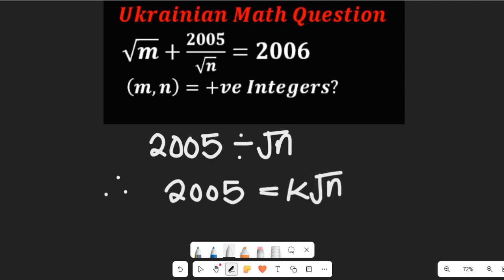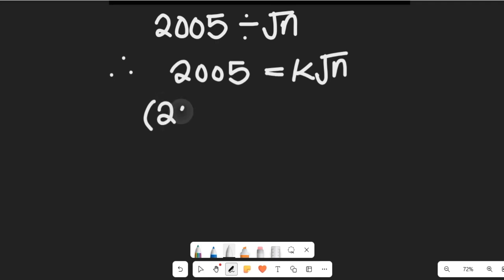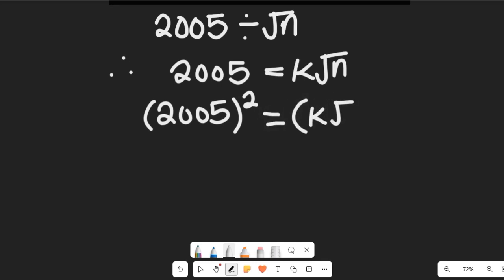Now this constant k is a factor of 2005. If we simplify that, we are simply going to derive an expression making k the subject of the formula. Now let's take the square of both sides. If we take the square of both sides, we can clear that square root, and this will be equal to k multiplied by the square root of n all squared.